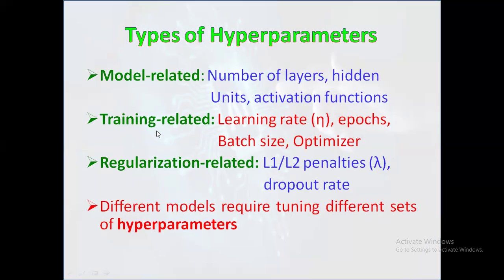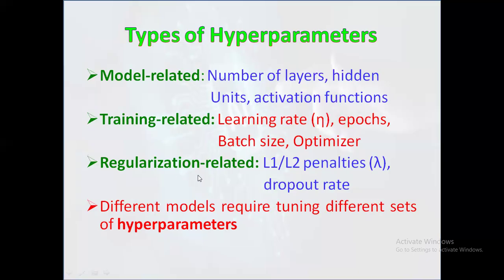Next, training related, that is learning rate, epochs, batch size and optimizer. In this sense, these settings control how the model learns from data. The learning rate decides how large each parameter update is. Epochs determines how many times the model passes through the training data. The batch size affects the stability and the speed of learning. And the optimizer, for example SGD, stochastic gradient descent algorithm, controls how gradients are used to update the model.